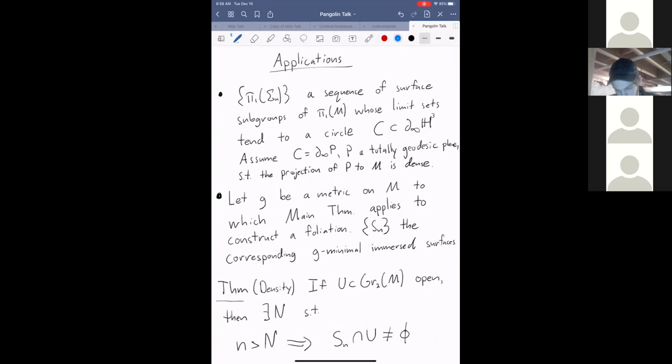I'll just try to go through these really quick. So if we have a sequence of these surface subgroups, their limit sets are approaching some circle in the boundary at infinity, right? So these Jordan curves are getting closer and closer to being actual round circles, and they're approaching this round circle, which I'll call C, which we think of as the boundary at infinity of a totally geodesic plane. So basically we have a sequence of surface subgroups that are getting more and more totally geodesic.